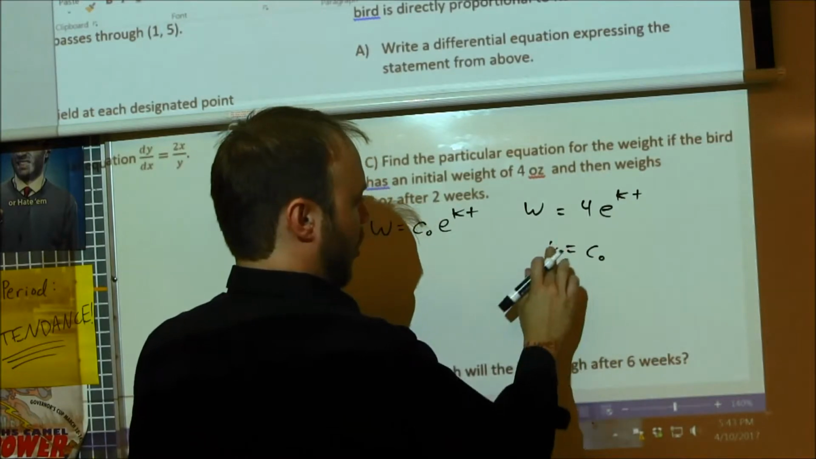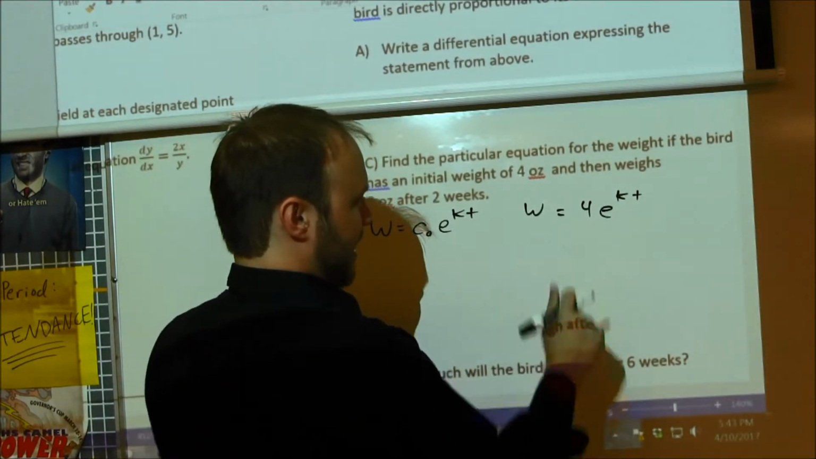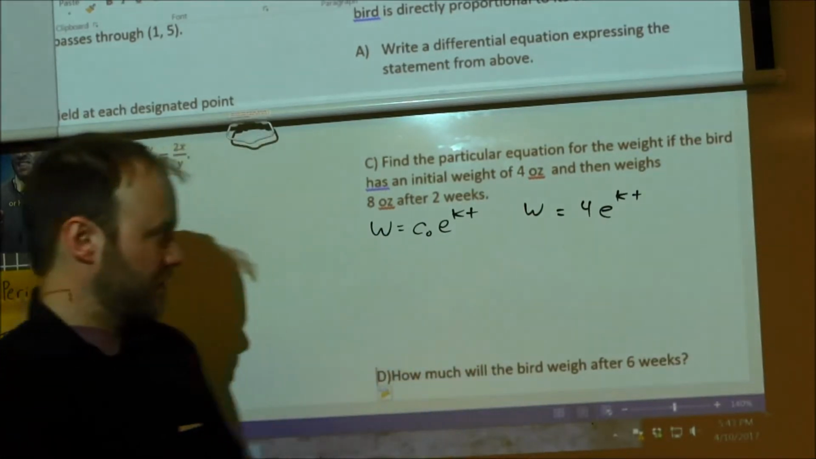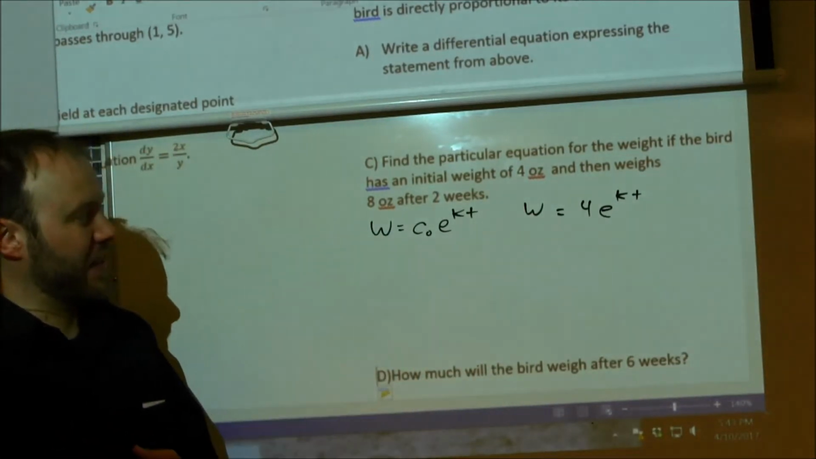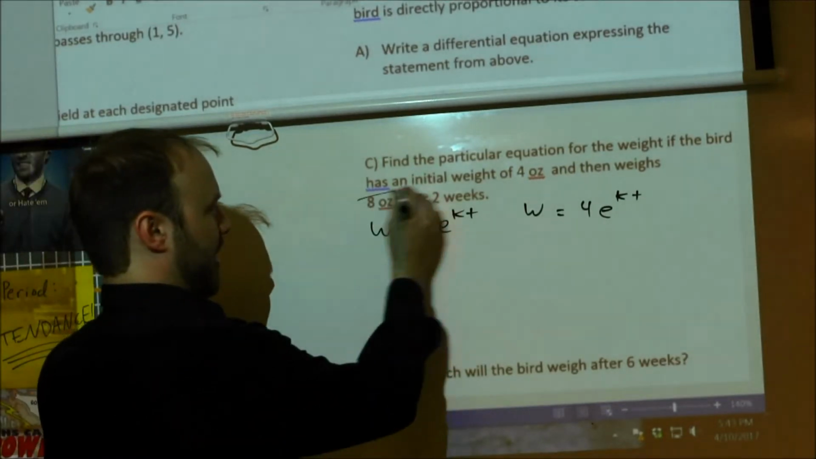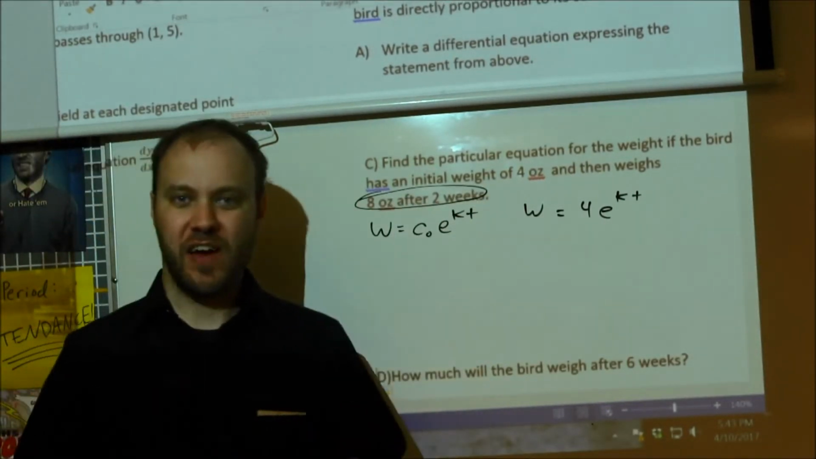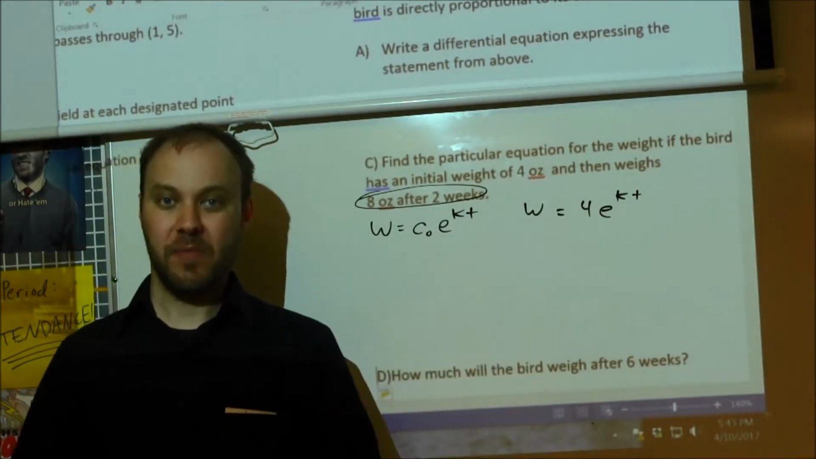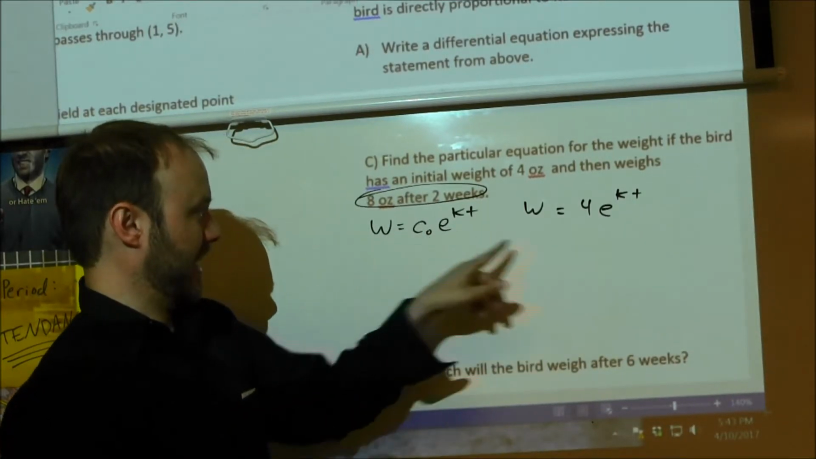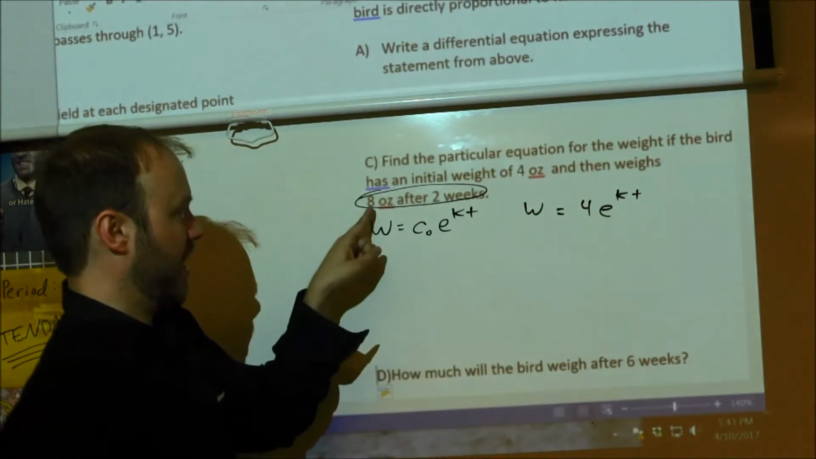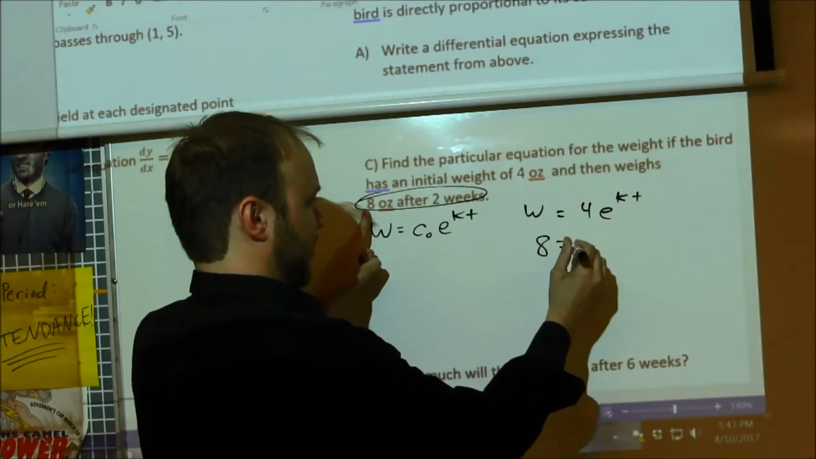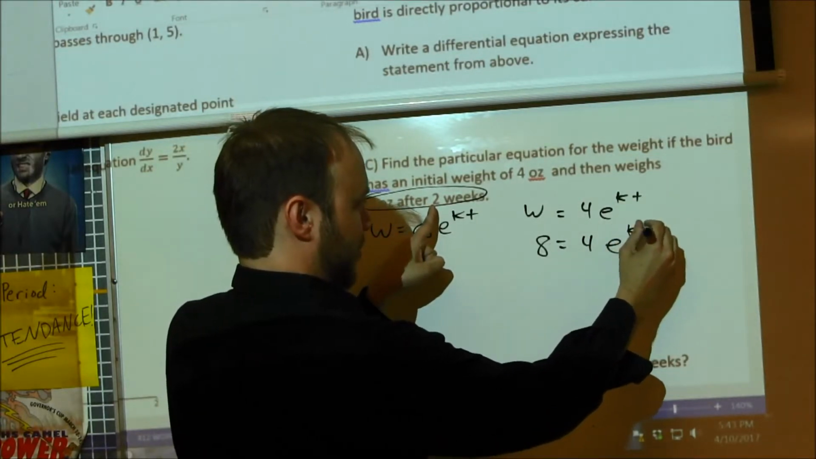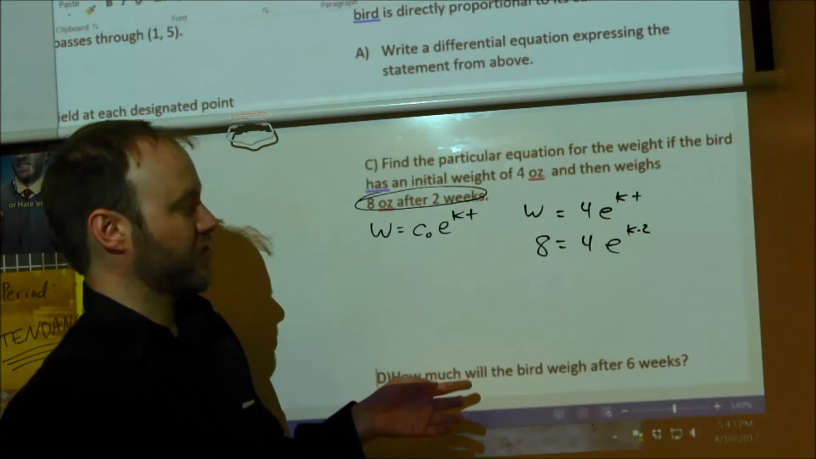So now I know that value. What I don't know is the K value here. It didn't tell me what percent change the bird's growth is occurring at, that sort of thing. But it does tell me that it weighs 8 ounces after 2 weeks. So I have an additional piece of information. Now that I've knocked out one variable, I should be able to go back and find K by filling in these 2 values here. So they've told me that I have 8 ounces after 2 weeks. So that's K times 2, or 2K up here. And I can solve this.